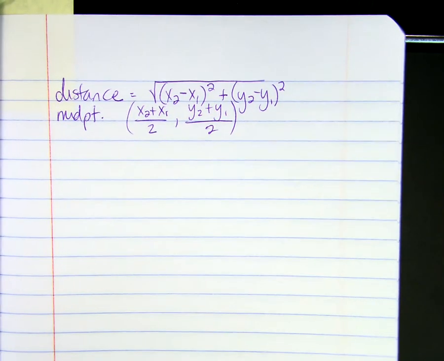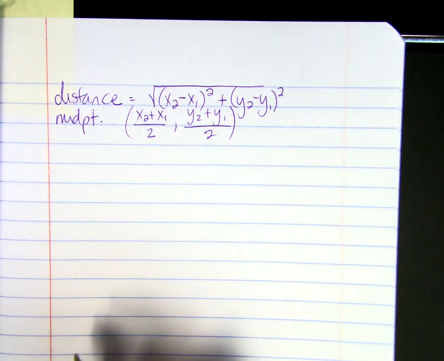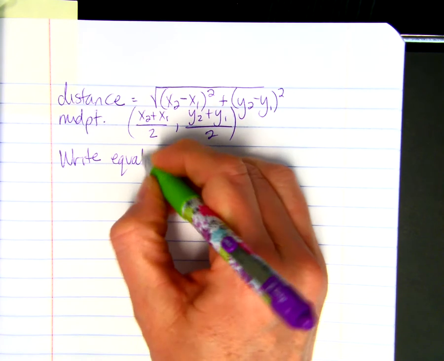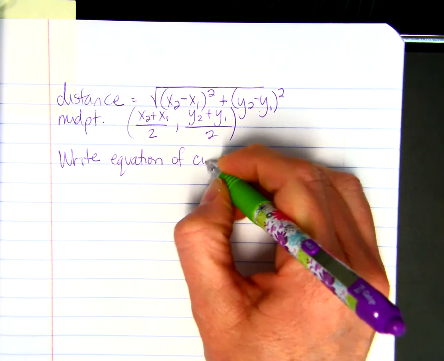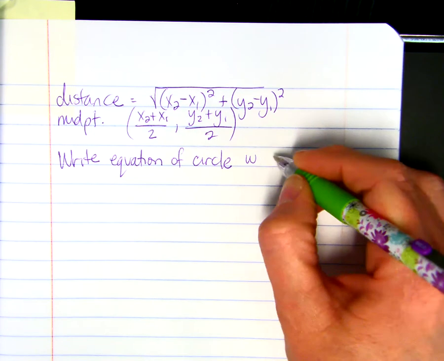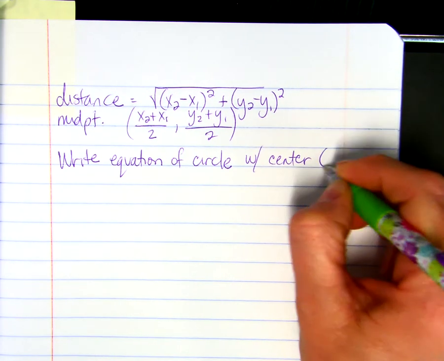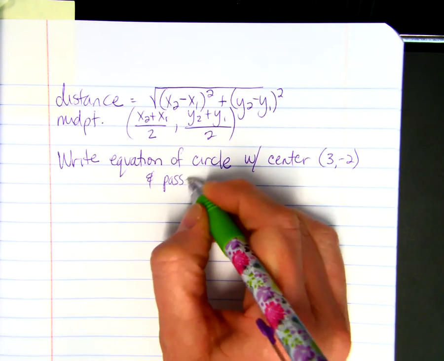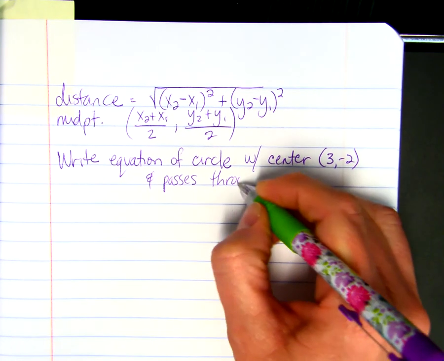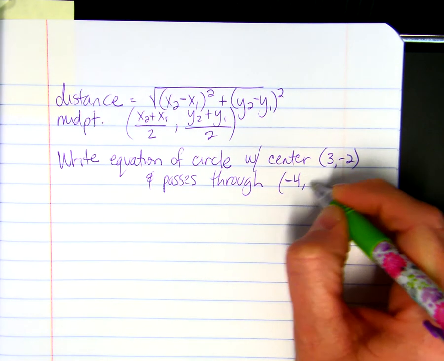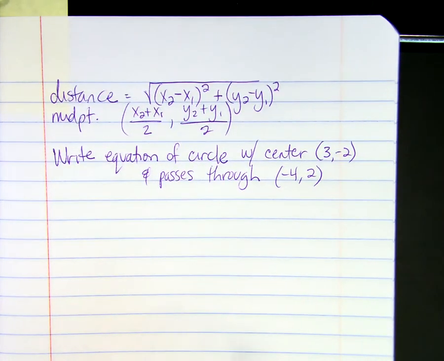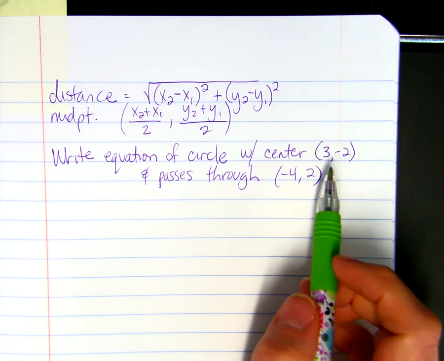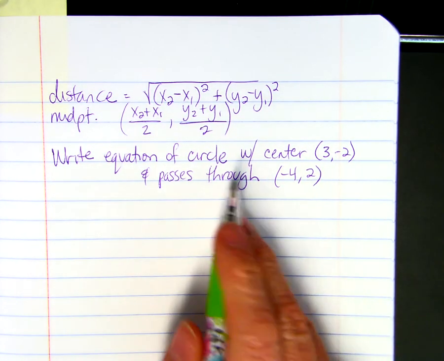So the reason why we're going to use these is if you're asked this type of question: write the equation of a circle with the center at 3, -2 and passes through 1 point on the circle, -4, 2. So we have to find the radius, and the way you do that is just find the distance between the center and a point on the circle.